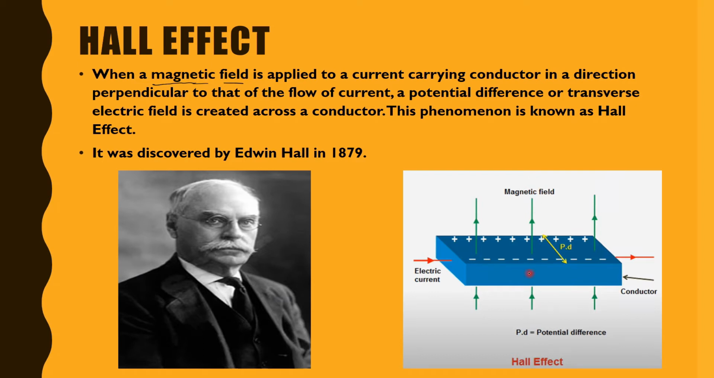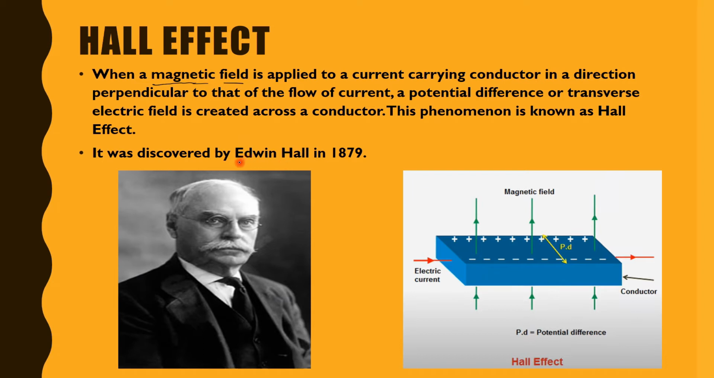That means whenever we apply a magnetic field, you can see this diagram. Whenever we apply a magnetic field to a current carrying conductor in a perpendicular direction, that means the electric current is moving perpendicular to the magnetic field, you can see. At that point of time, a potential difference occurs across the conductor. This is the basic phenomenon of Hall effect and we will be knowing this in detail in a few minutes.